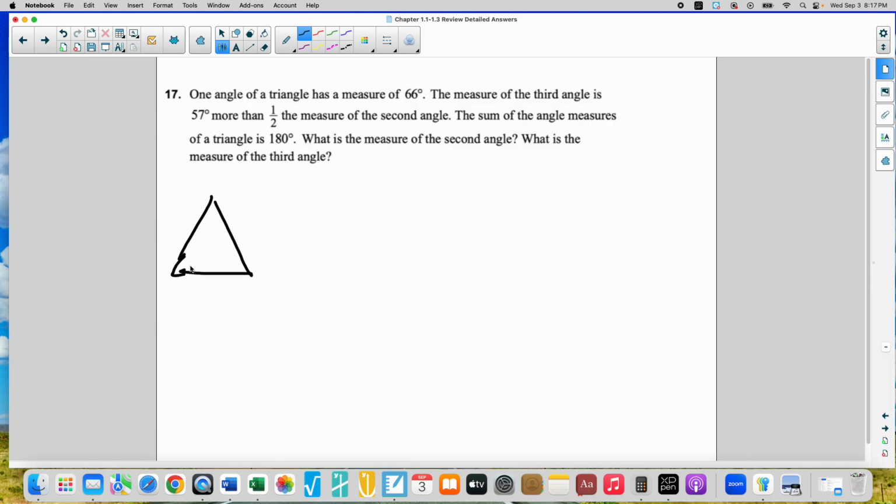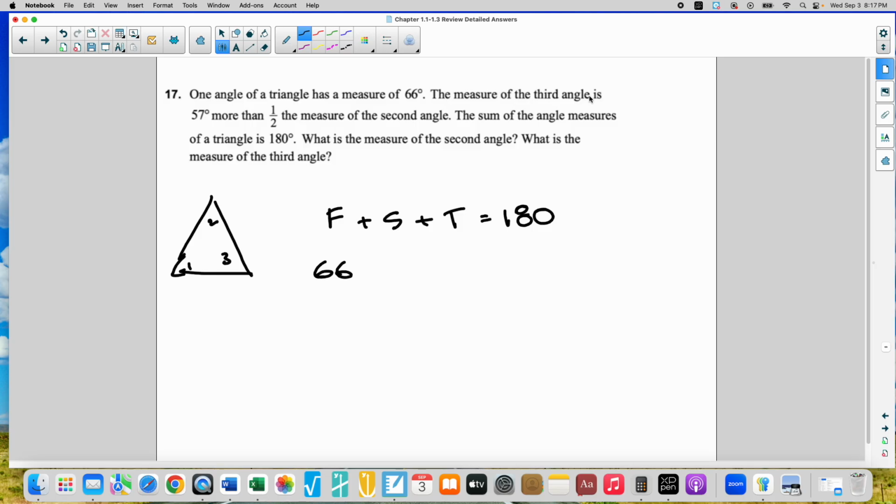And I have three angles. I have 1, 2, and 3. And the sum of those angles, the first angle plus the second angle plus the third angle, must equal 180 degrees. Okay, so one of the triangles has a measure, so we'll call that first. The first one is 66, so we'll substitute that.